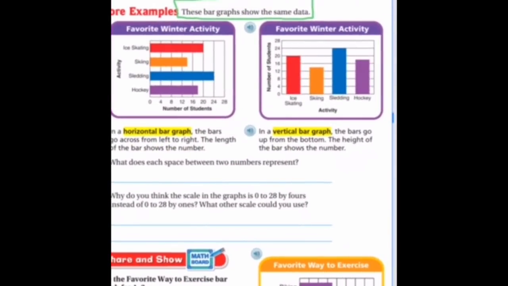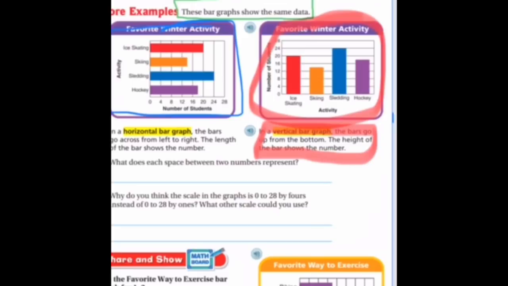Okay. Now, this guy right here is a horizontal bar graph, as they tell us right there. The bars go left to right. That's why it's called horizontal. Okay, the length of the bar shows the number. And then on the other one, this one right here, that's called a vertical bar graph, and the bars go up from the bottom. Again, the height of the bar shows the number.